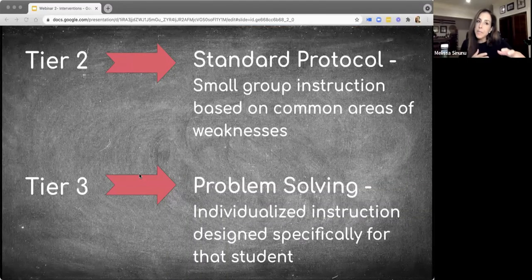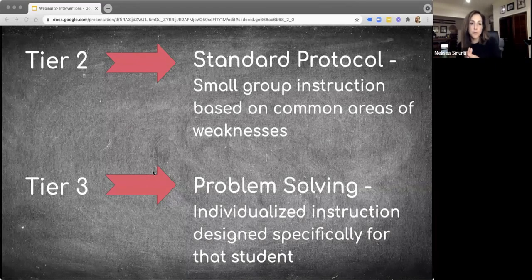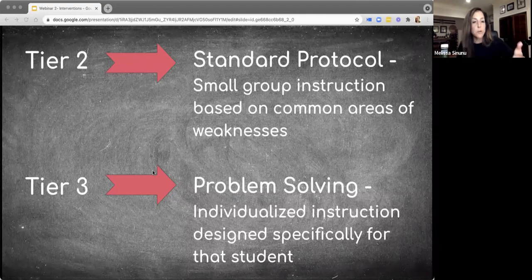And the interventions themselves between Tier 2 and 3 should look a little different as well. There are a few different approaches schools take. So some districts actually elect to use the standard protocol method for students in Tier 2, and then utilize the problem-solving model when students are in Tier 3. So two completely different interventions for the groups. The standard protocol method would be scripted, small group instruction based on those common areas of weakness for students in Tier 2. Then the problem-solving model for Tier 3 students is individualized instruction designed specifically for that student.